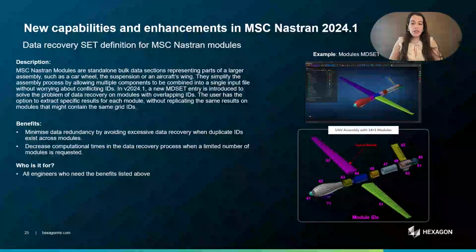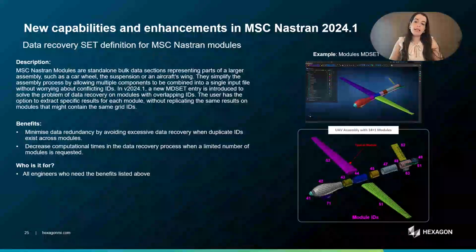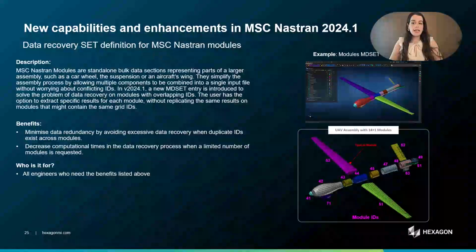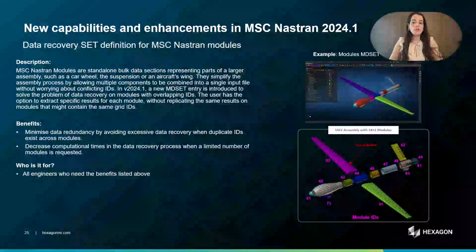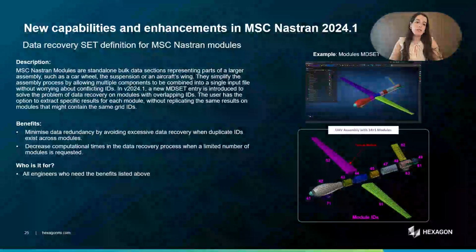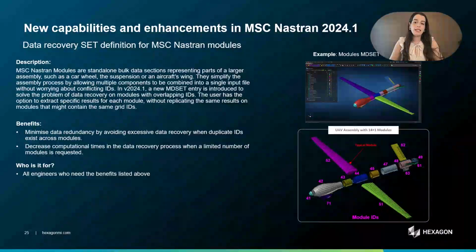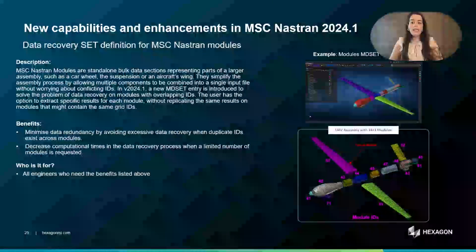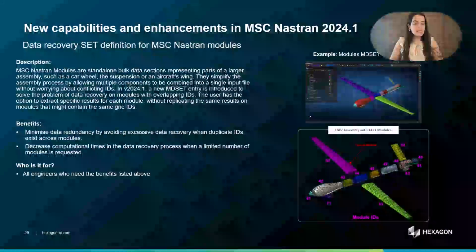In version 2024.1, a new MDSET entry is introduced to solve the problem of data recovery on MSC Nastran modules with overlapping IDs. Users can now extract specific results for each module without replicating the same results on modules with the same grid IDs. This minimizes data redundancy, avoids excessive data recovery, and decreases computational times during the data recovery process when only a limited number of modules are requested.